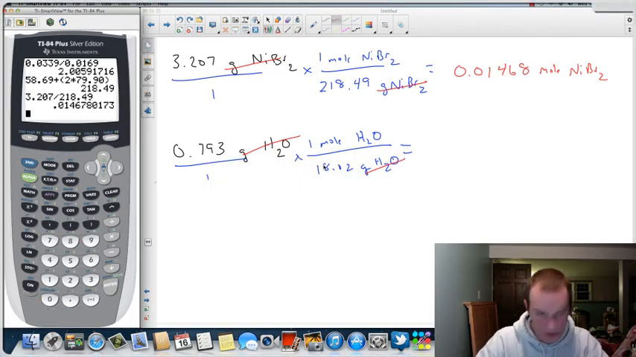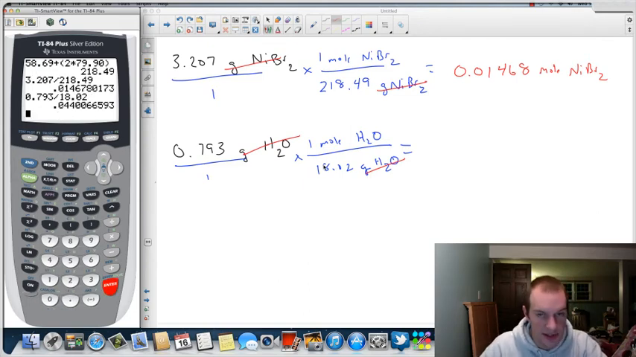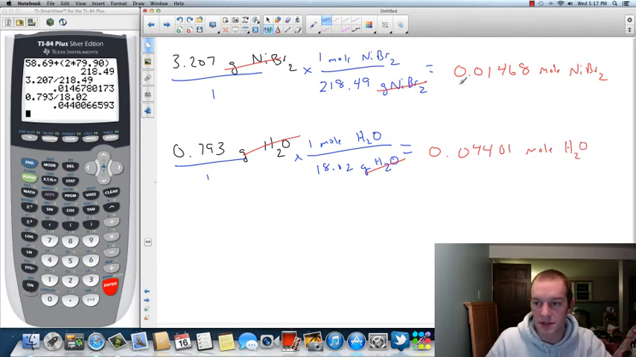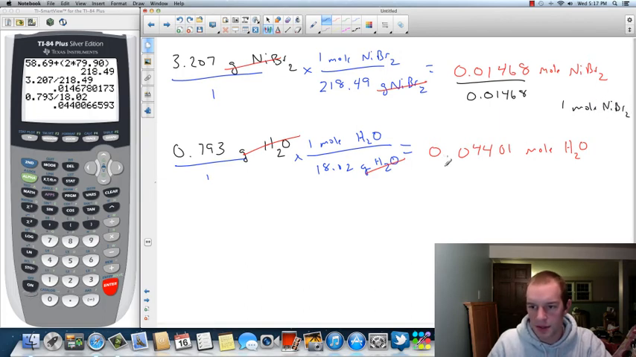We can see that our calculation is going to be 0.793 divided by 18.02, and we can see that it's 0.04401. Come back into here. We've got 0.04401 moles of H2O. Now it's a matter of dividing by the smallest numbers here. We can see that the smallest number is the nickel bromide, divided by 0.01468. That's going to equal 1 mole of nickel bromide, NiBr2.